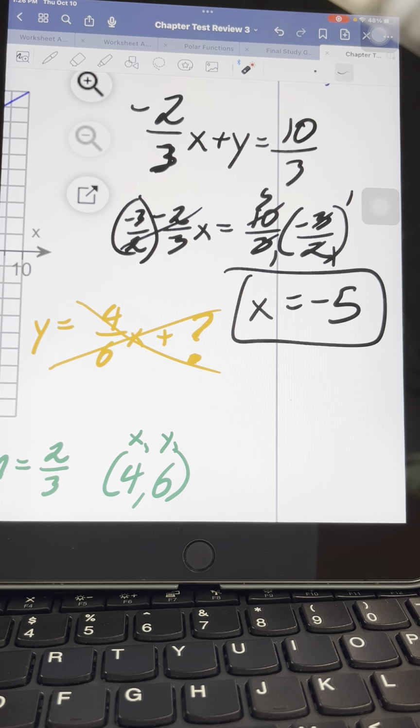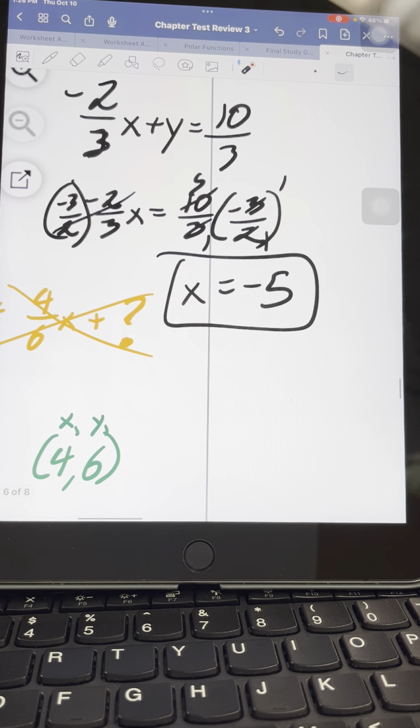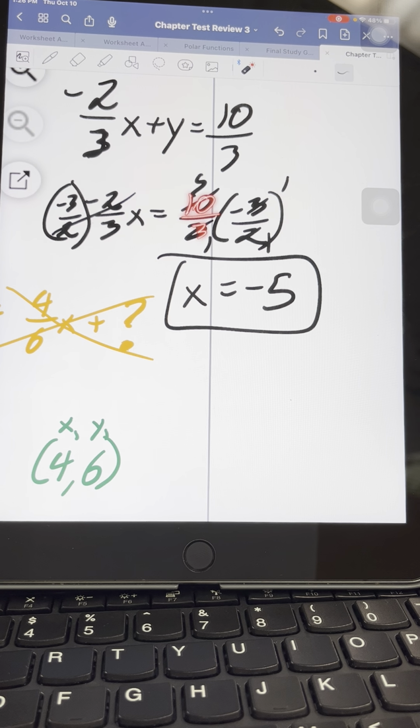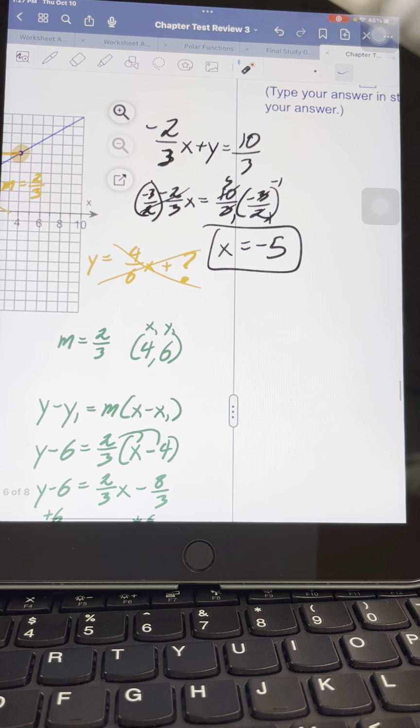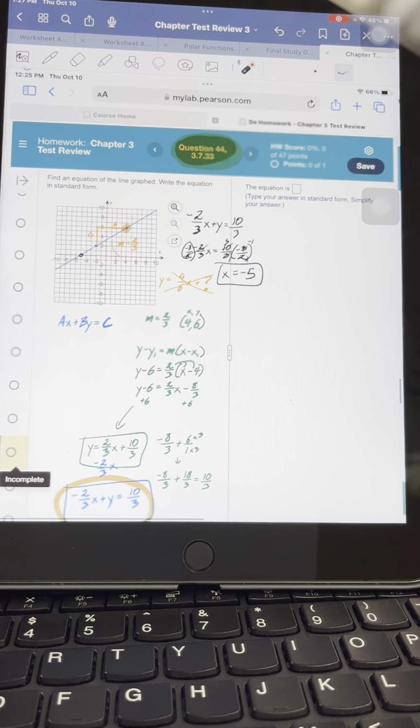And now we just multiply 10 over 3 times negative 3 over 2. This cross simplifies, so this is 1, this is 5. And now negative 3 and 3 simplify, so this is 1, and this is negative 1. My bad. Negative 1. And now what is 5 times negative 1? Negative 5. So now I've checked that my y-intercept is fine, my x-intercept is fine, and my whole graph is fine. So my final answer is this one.